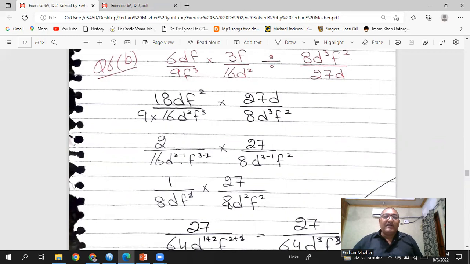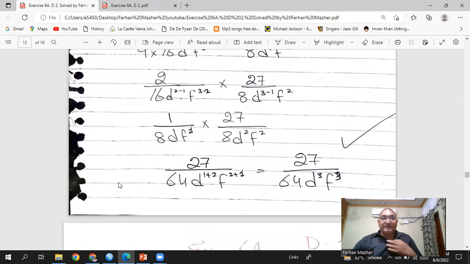Multiply 27 divided by 8 d square f square. So then this will become 27. 8 times 8 will be 64. d raised to power 1 multiply with d raised to power 2, that will be d raised to power 1 plus 2, the powers will be added.